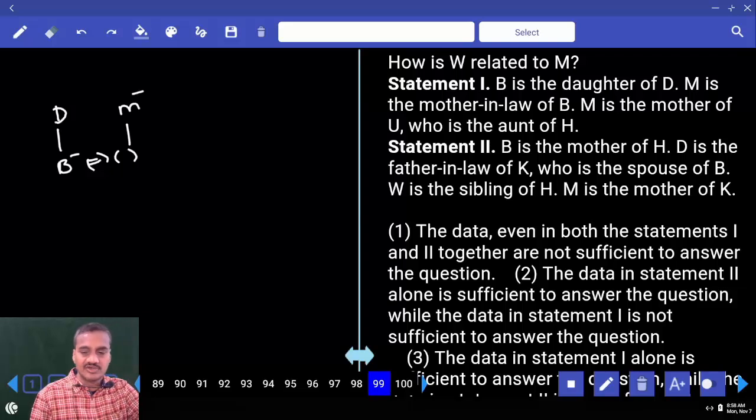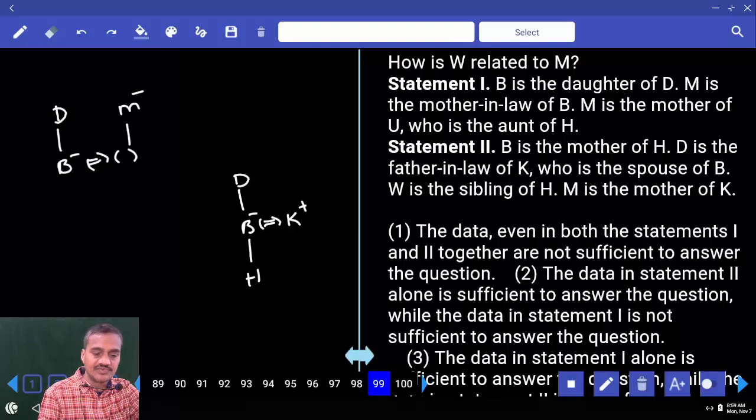M is the mother-in-law of B, and M is the mother of U. U is the aunt of H. Now there is no information about W at all. Coming to statement 2 alone, B is the mother of H. D is the father-in-law of K, K is the spouse of B, and D is the father of B.